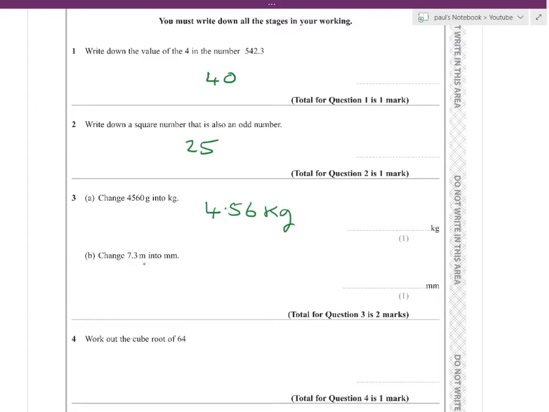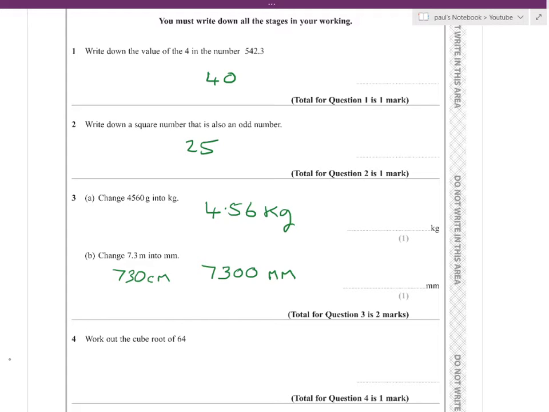7.3 meters into millimeters. Well, that's going to be 730 centimeters, which was 7300 millimeters. Yeah.